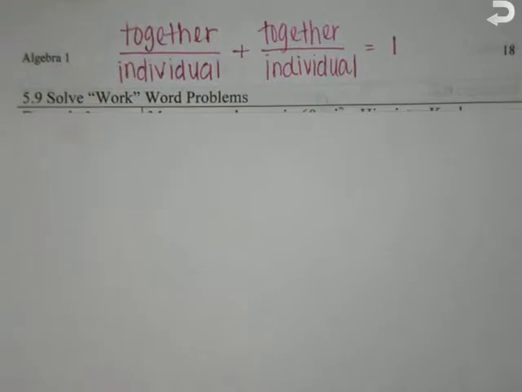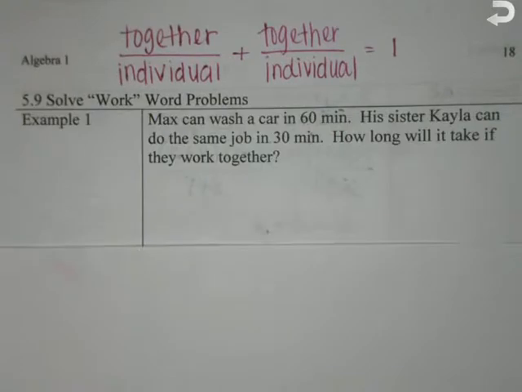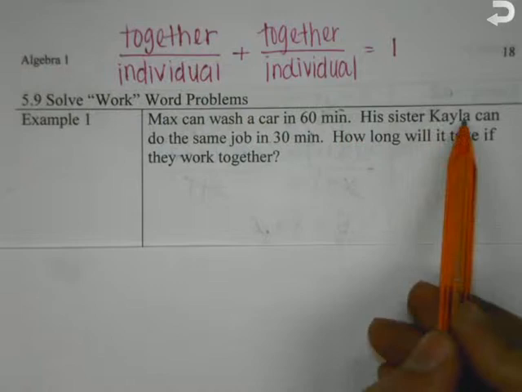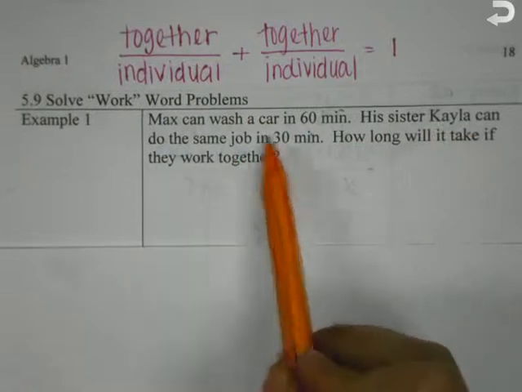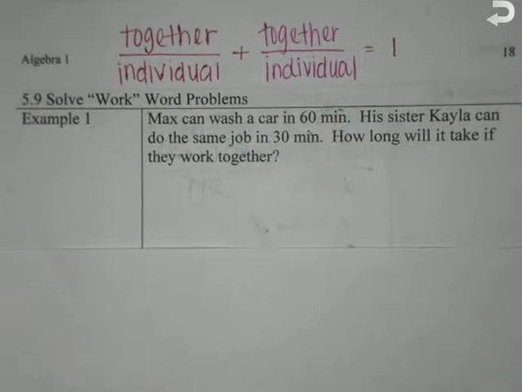So, here's example 1. Do not write the entire problem word for word. I will show you how to write it, okay? So let's read it first, and then we'll write it down. Max can wash a car in 60 minutes. His sister Kayla can do the same job in 30 minutes. How long will it take if they work together? Here's how you're going to write it.